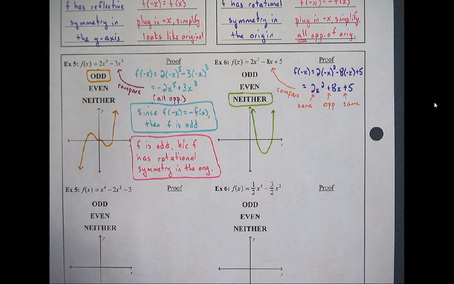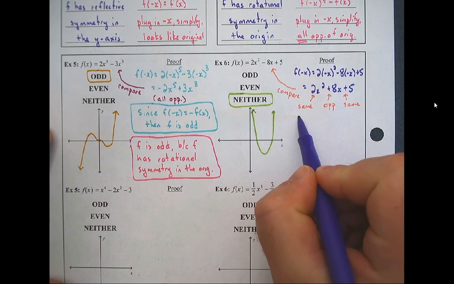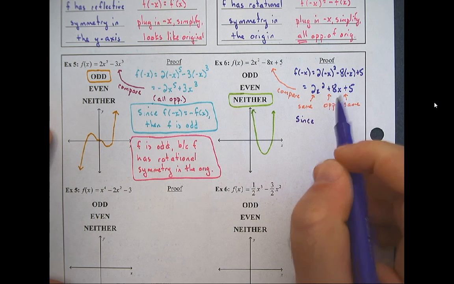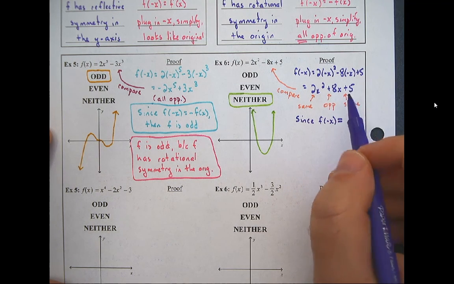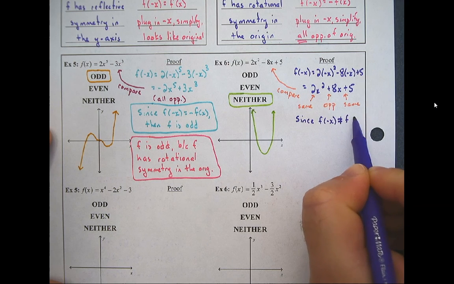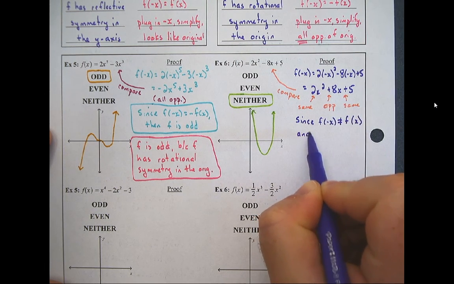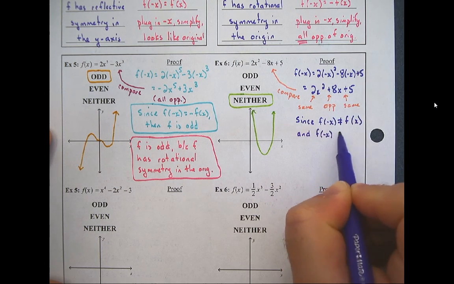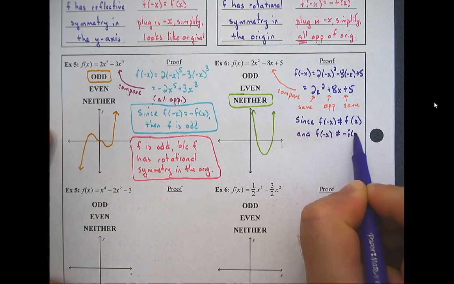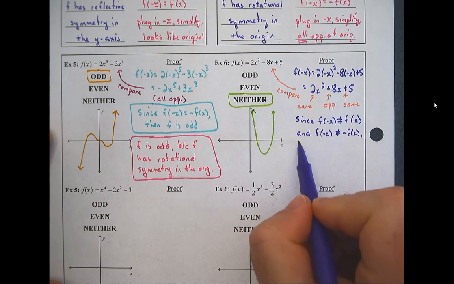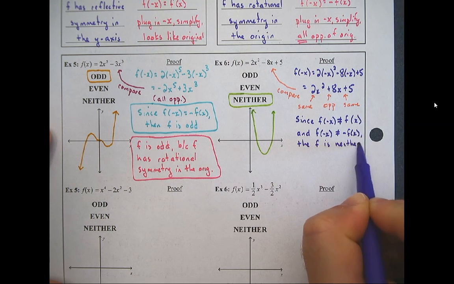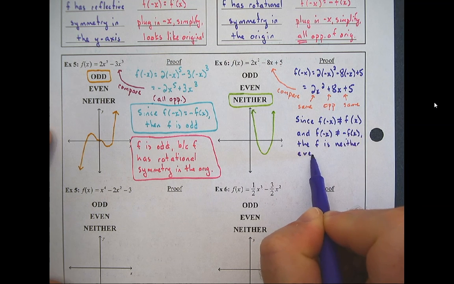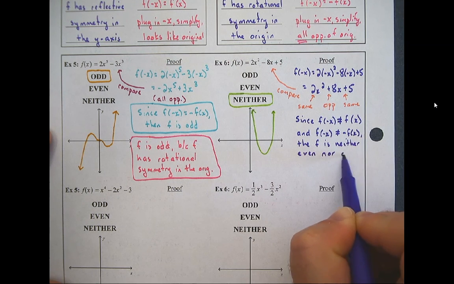So we would say something like, since f of negative x does not equal f of x, and f of negative x does not equal negative f of x, then f is neither even nor odd.